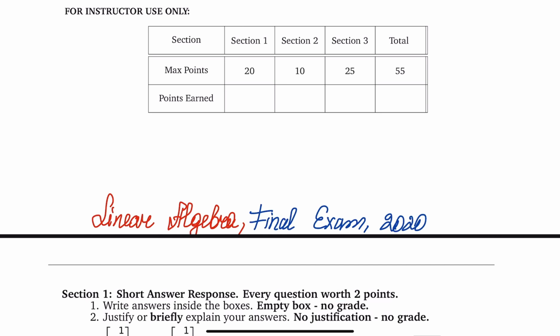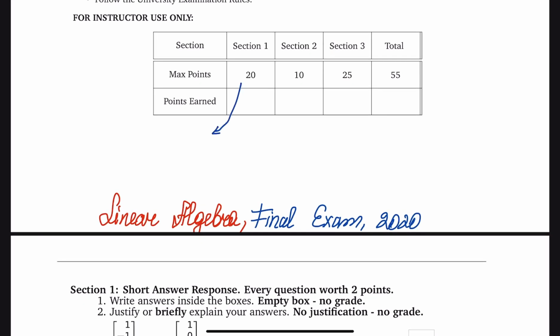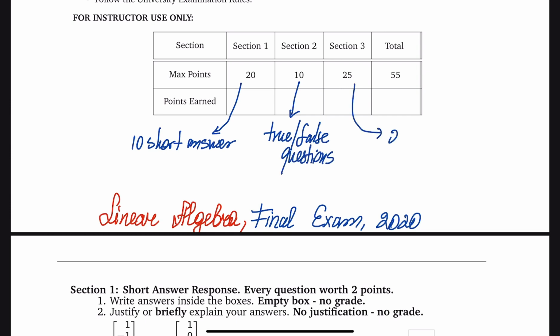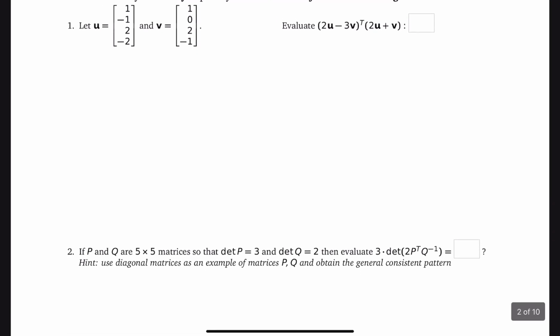The exam contains three parts. The first part contains 10 short answer questions, where we're going to solve the problems essentially on the vector operations and the simple matrix operations. The second part contains 5 true-false questions. And the last part contains two problems, one on the SVD decomposition and another on the QR decomposition and the least square problem.